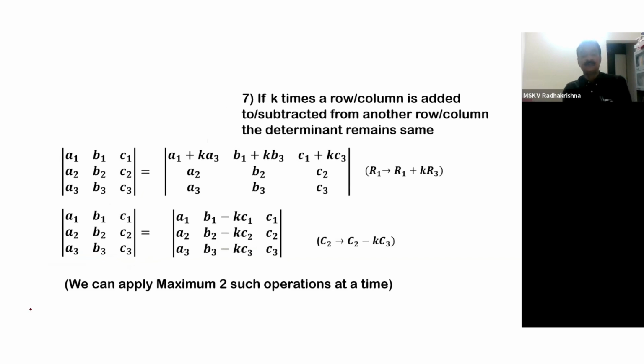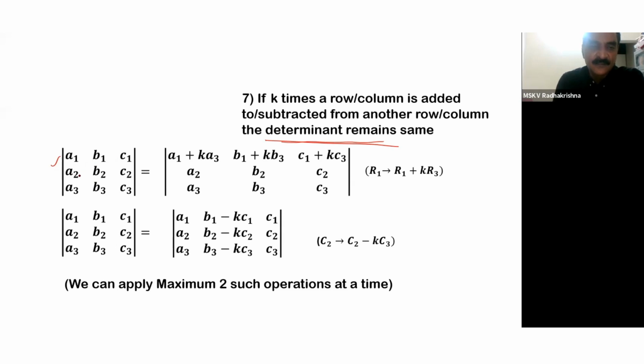Next, this is the most important property of a determinant. If k times a row or a column is added to another row or subtracted from another row, the determinant remains the same. Very, very, very important. Here, k times of one row can be added to another row, and the determinant remains the same. k times of a column can be added to another column, and the determinant remains the same. Okay.